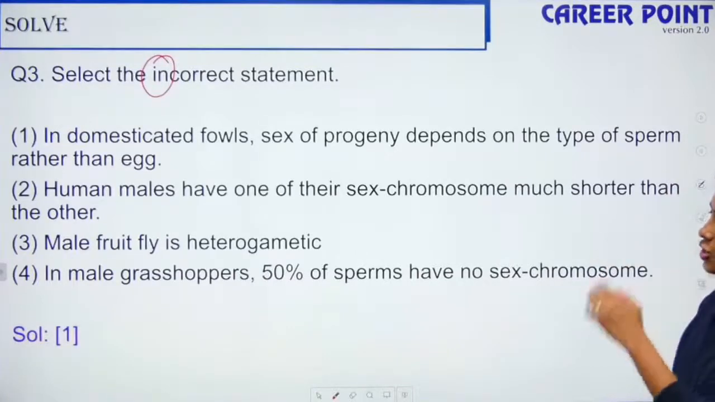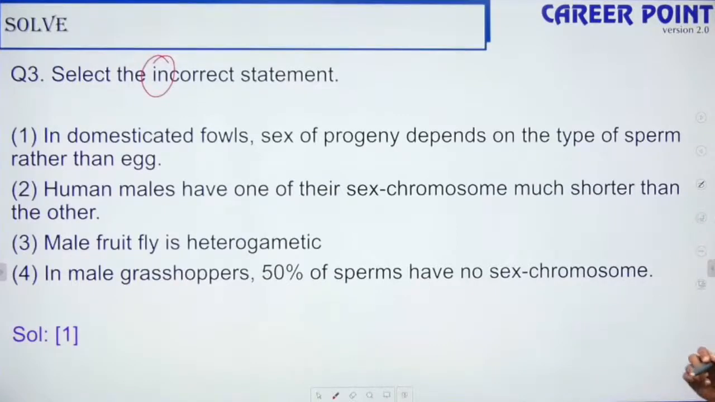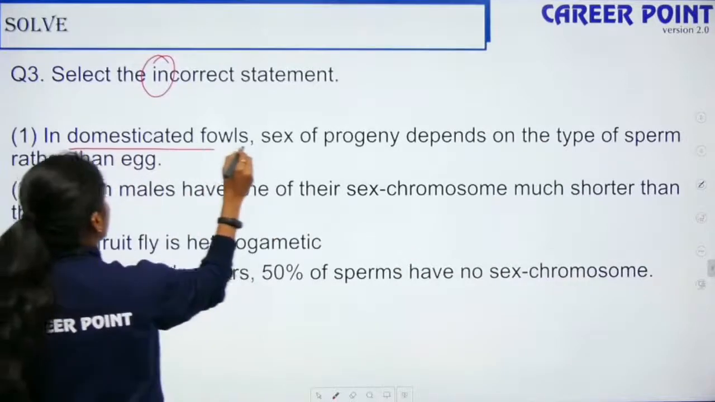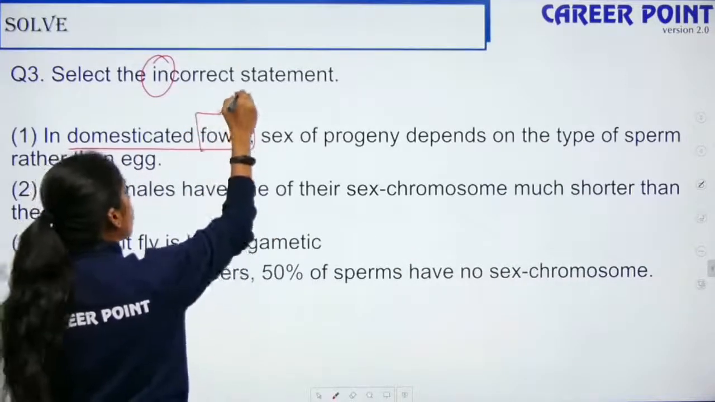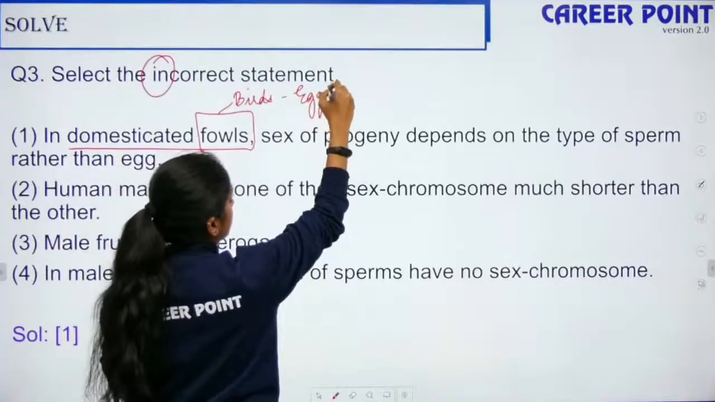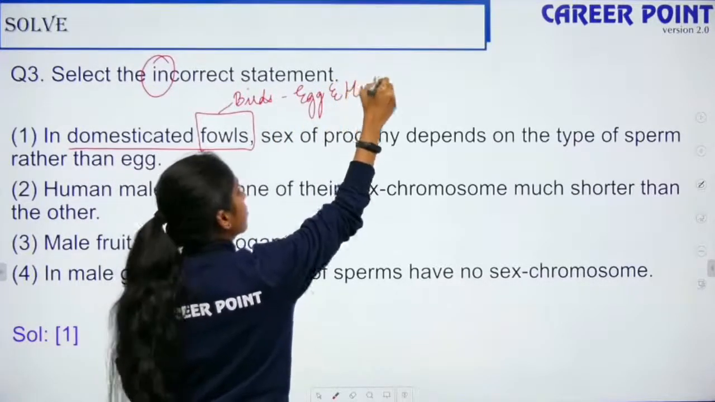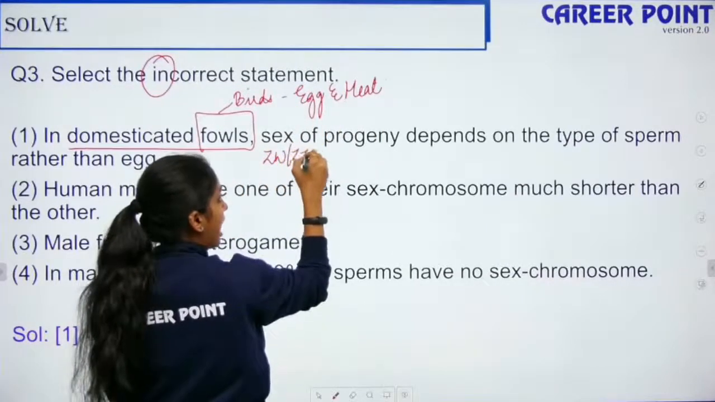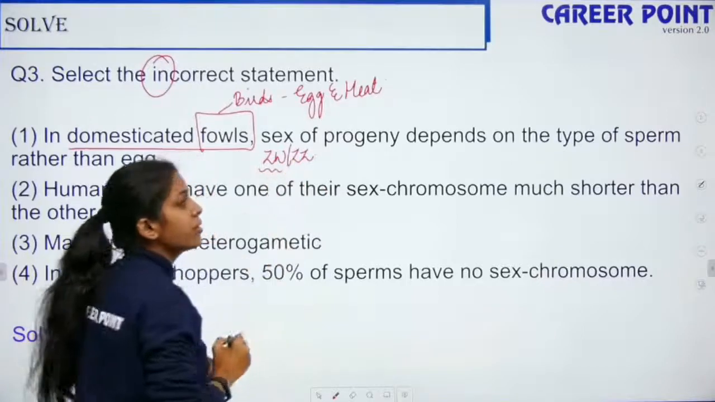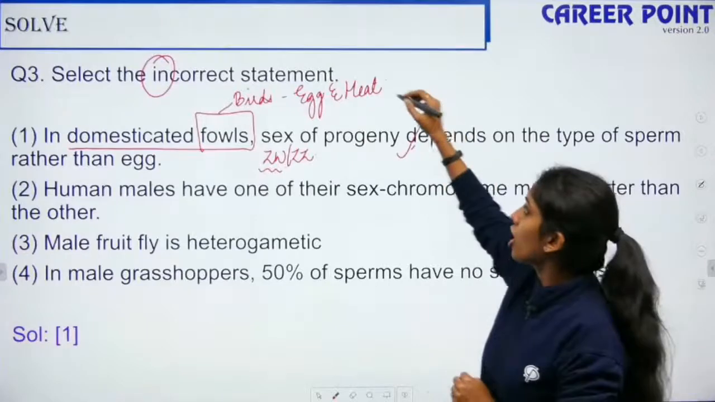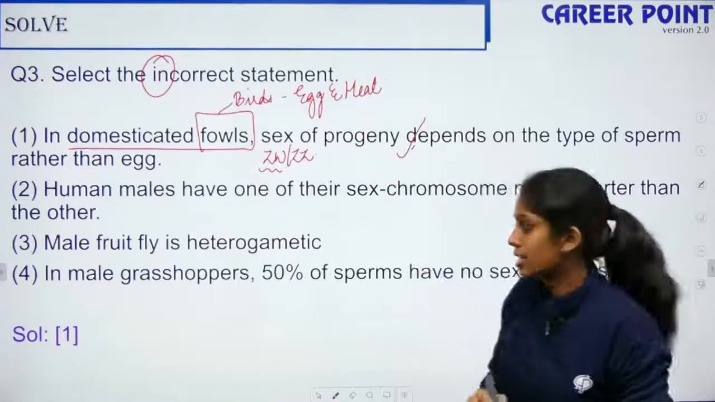Okay. So in domesticated fowls, the sex of the progeny depends upon the type of sperm rather than an egg. Fowls include birds from whom we obtain egg and meat. So they are called fowls. In birds, it is ZW and ZZ type. So here the sex is determined by the female, right? So this is the wrong statement. Thus, according to the question, this is the right answer.